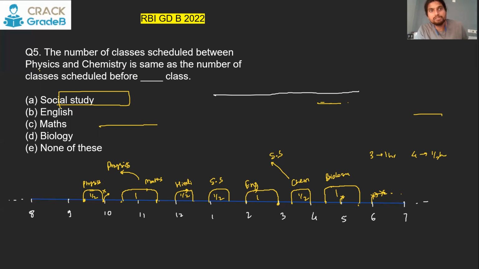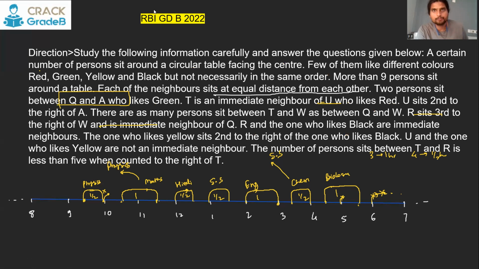The number of classes scheduled between physics and chemistry is the same as the number of classes scheduled before which class? So between physics and chemistry, there are 1, 2, 3, 4 classes. So which class has 4 classes before it? Again, English will have 4 classes before it. English has social studies, Hindi, maths, and physics before it. So English should be the answer. Easy. Let's see one more interesting set like this.